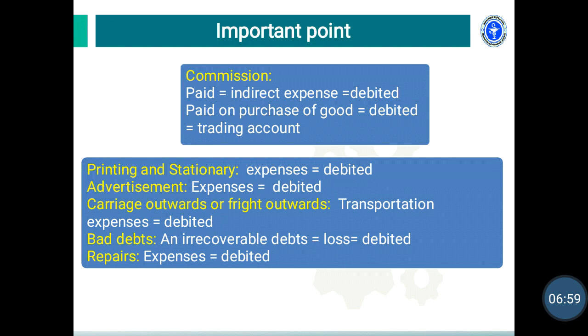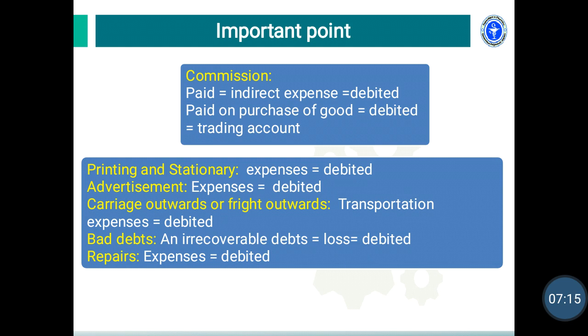Next one is carriage outward and freight outward. These expenses are nothing but transportation expenses, and these are indirect expenses, so they get debited to the profit and loss account.